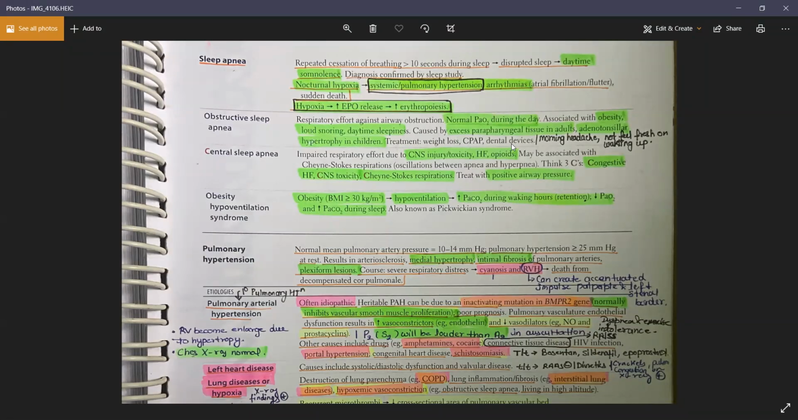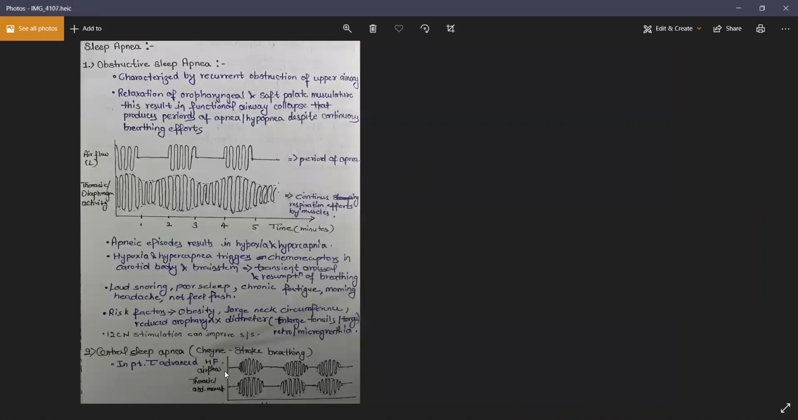In adults and in children, tonsillar hypertrophy can block this passage and promote OSA in the patient. The patient will have a morning headache, and these patients typically do not feel refreshed after waking up. Central sleep apnea happens whenever you have a CNS injury, such as a hernia, or heart failure, or it can also happen with opioid usage. You will get Cheyne-Stokes respiration, which we will discuss.